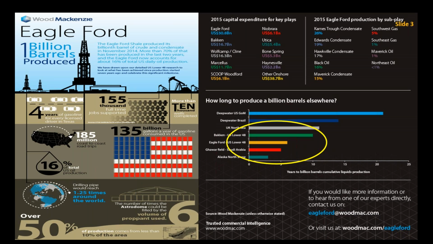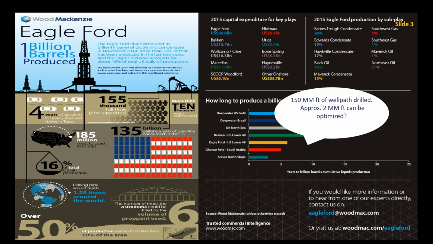The next one is, if you think of it, we have used almost 150 million feet of well path. So if we design more intuitively, we would have saved almost 2 million. It's a very small percentage if you take it. We can optimize it, and we can save almost 2 million feet of pipe.